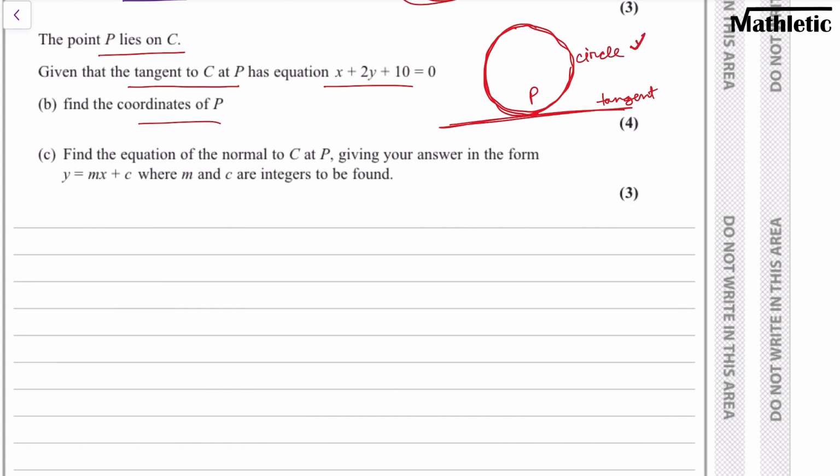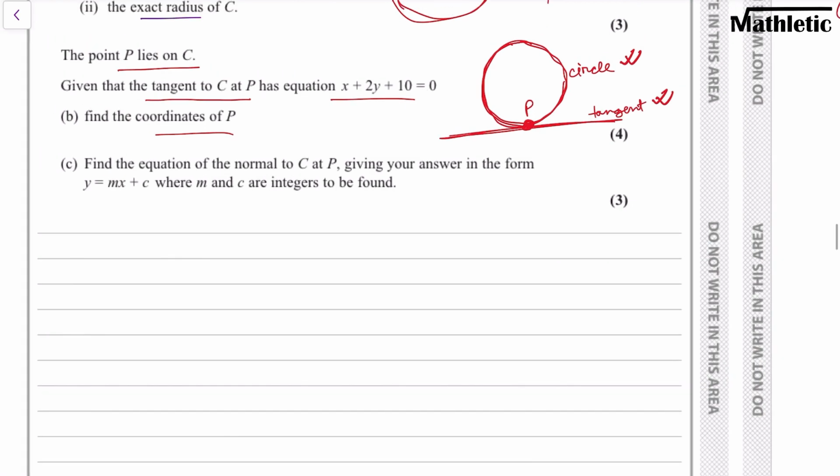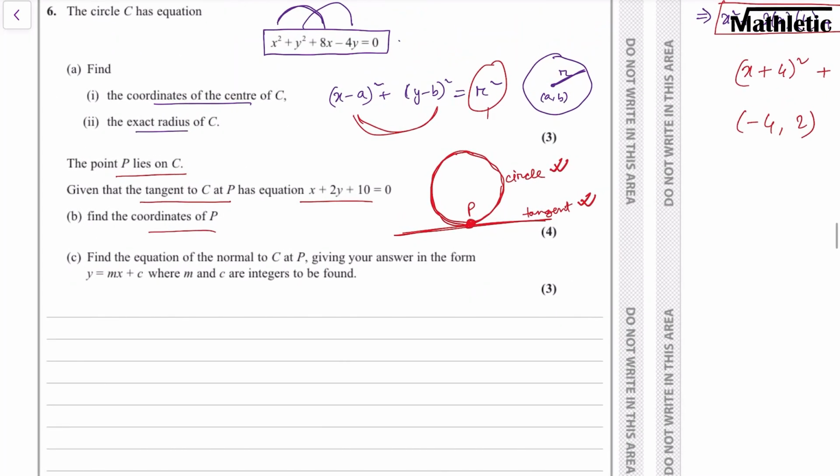So I have the equation of the circle, I have the equation of the tangent. To get the point P, we will just solve these two equations to get the intersecting point. So the circle equation is this, equation 1, the line equation, the tangent equation is this, equation 2. So from equation 2, we can just make x the subject and then we can replace it here, right?